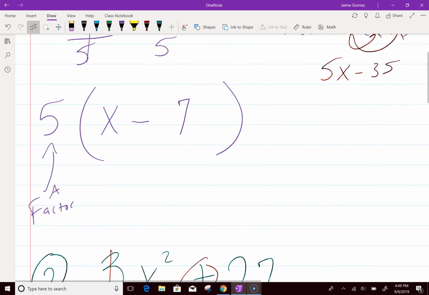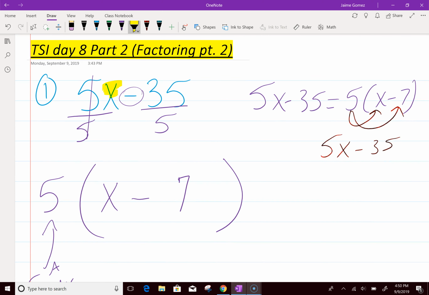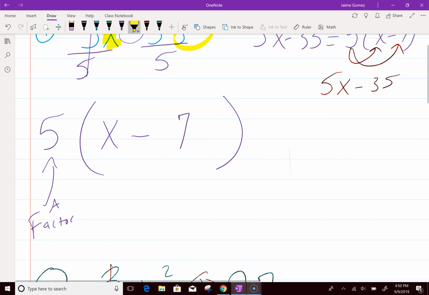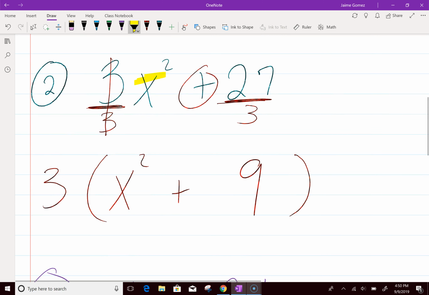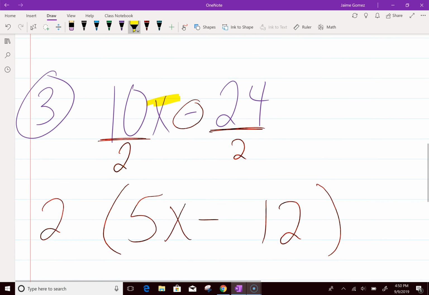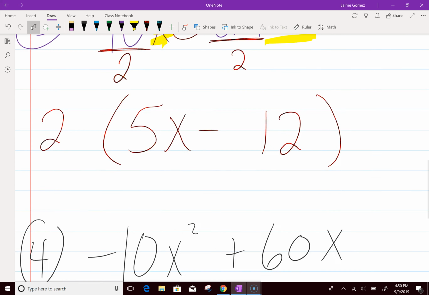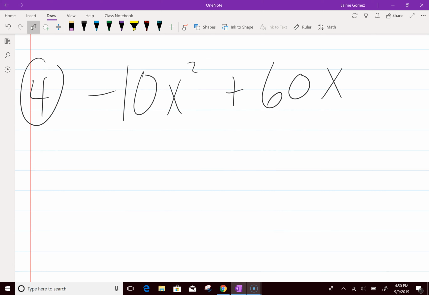Notice, in these other questions, there's only one x. In number 1, there is no x over here. In number 2, there's only x here, there's no x over here. In number 3, there's only an x right here. But if you notice number 4, we have x's here and here. So we'll work at it.